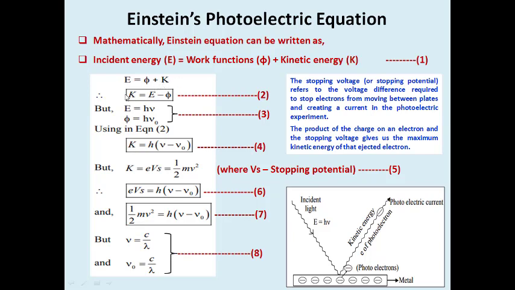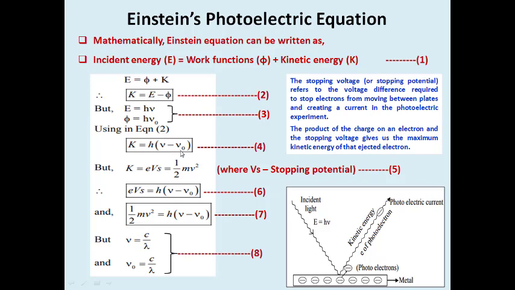The kinetic energy of the emitted electrons will be equal to the energy of the incident photon minus the work function of the metal plate. We already know E equals h nu is the energy of the photon, and phi represents the work function, where nu naught is the threshold frequency. So phi will be equal to h nu naught. Once you substitute these two terms in equation number 2, you get K equal to h times (nu minus nu naught).